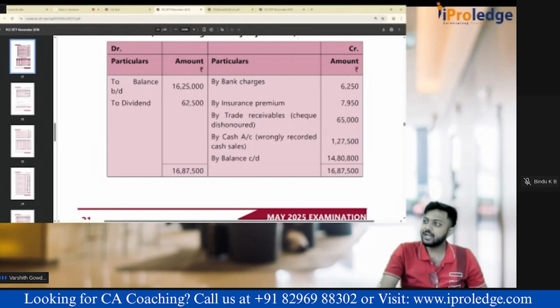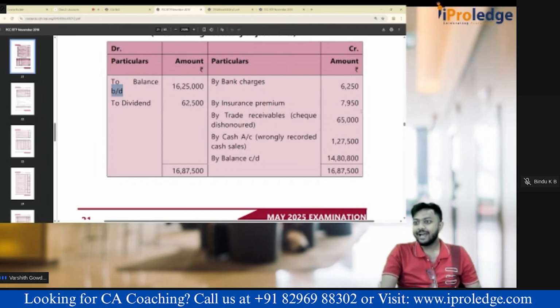Clear? So in adjusted cash book, if the balance comes on the debit side, it's a favorable balance. If the balance comes in the credit side, it's an unfavorable balance. Closing balance is also debit only. If the debit side is greater than the credit side, the balance comes on the debit side, and carried forward will always come on the opposite side only. Okay.